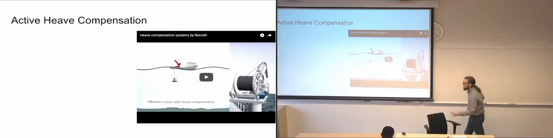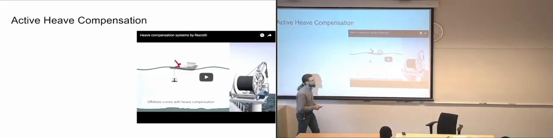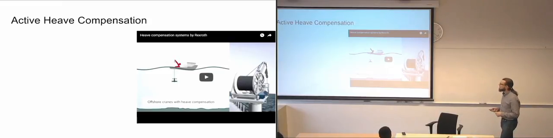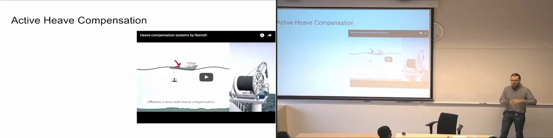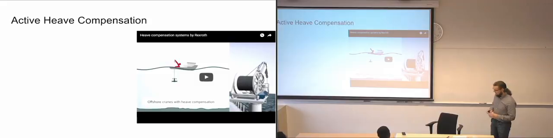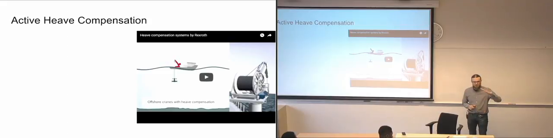Heave compensation. Last time we saw this animation of the passive heave compensation, which is basically just the hydraulic cylinders that are between the hook on the crane and the load on the crane. It's basically just dampening, just like the dampeners on a car, so it's just dampening all of the oscillating motion.